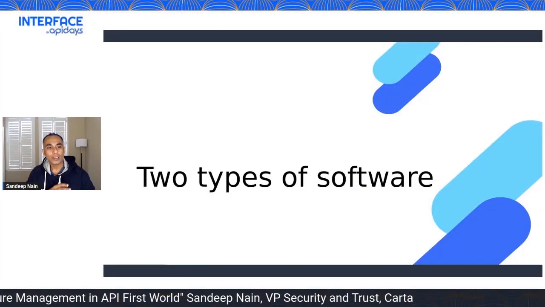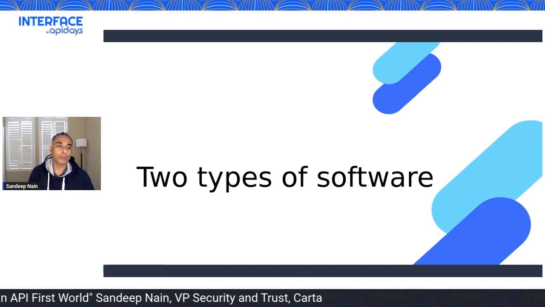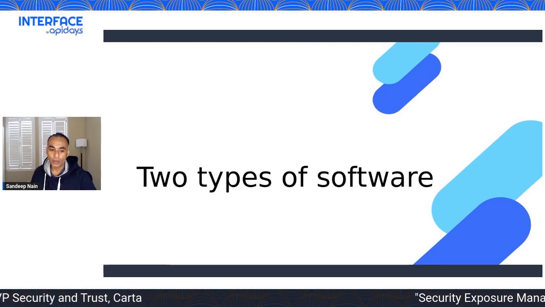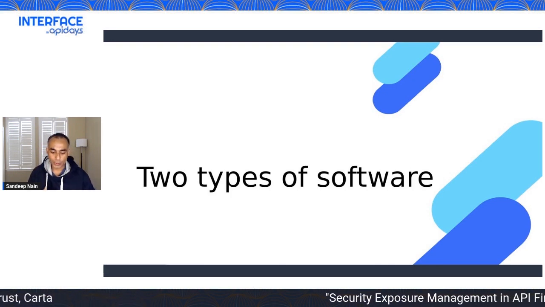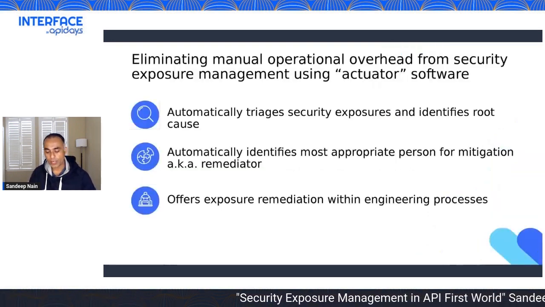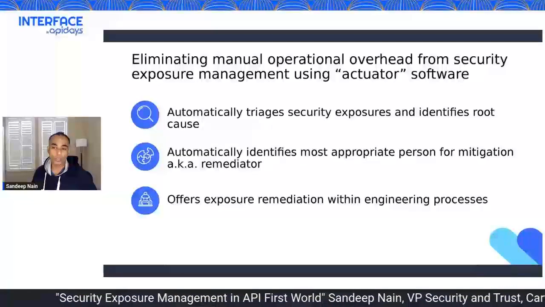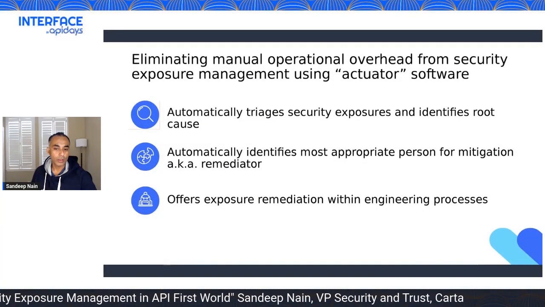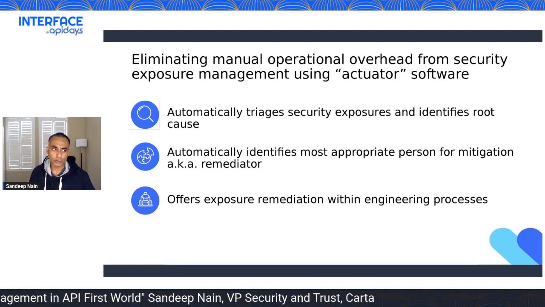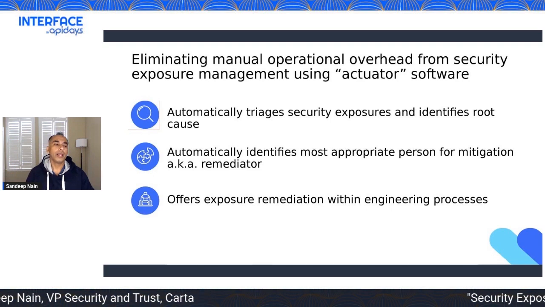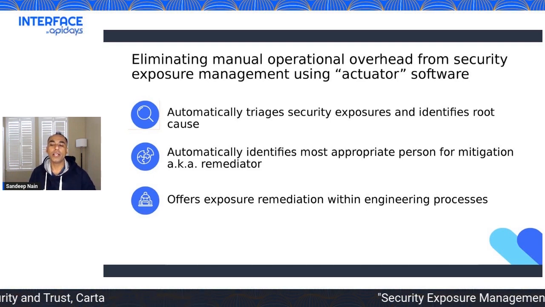But when it comes to the second part, we left it to the people and processes. So what we need is an actuator software. And if we need to build this actuator software, what would be the qualities of that? It should automatically triage these security exposures and identify the root cause. It should find who's the right person to fix these, the remediator, so to speak. And then it needs to offer that exposure remediation within the engineering processes.